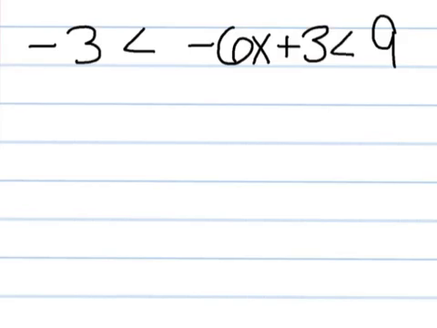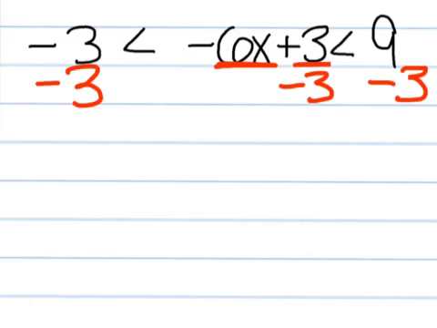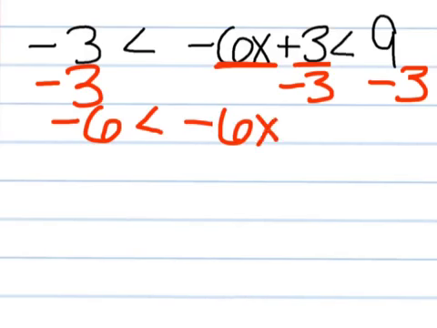Okay, we have negative 3 is less than negative 6x plus 3, which is less than 9. So to solve this, first thing we want to do is get our x by itself. What are we going to do with this 3? Subtracting 3. If we subtract it from the middle, we need to subtract it from the right. We need to subtract it from the left. So we have negative 3 minus 3 gives us negative 6, which is less than negative 6x, which is less than 9 minus 3 will give us 6.